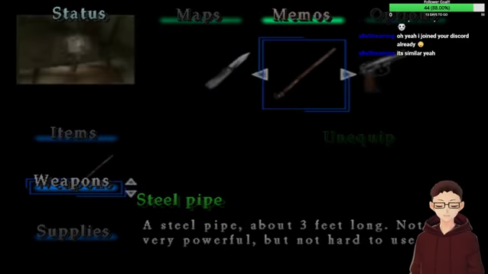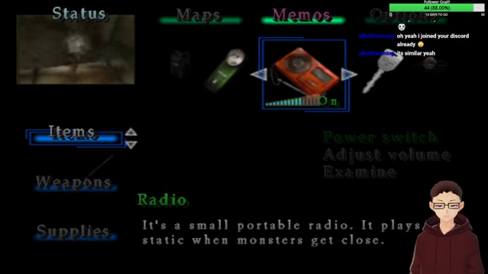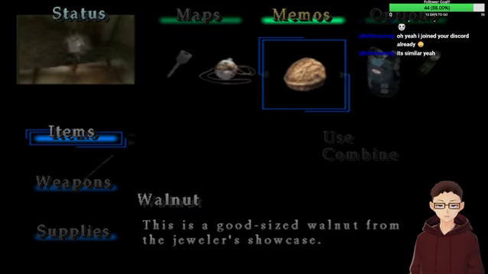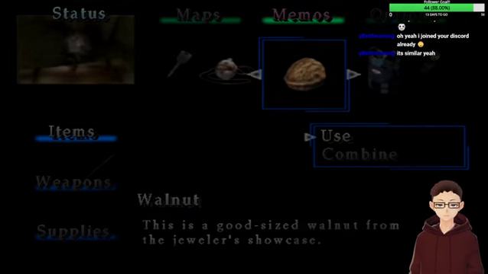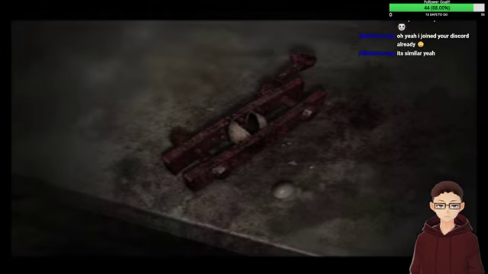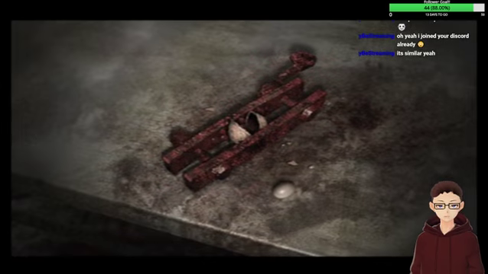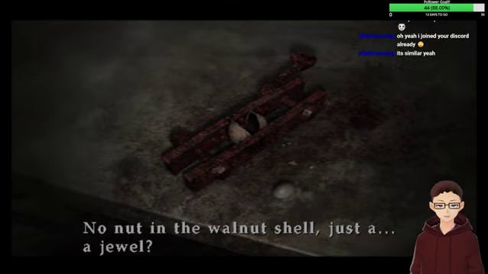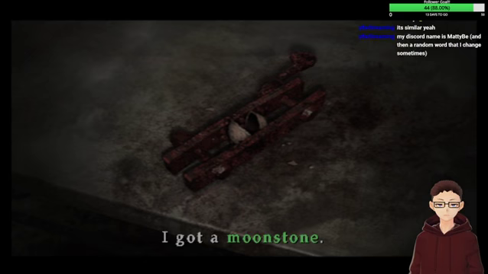And guess what we have in our pockets? A walnut. Alright, what's inside the walnut? No nut in the walnut shell, just a jewel? And then a random word that I can change. Got it.